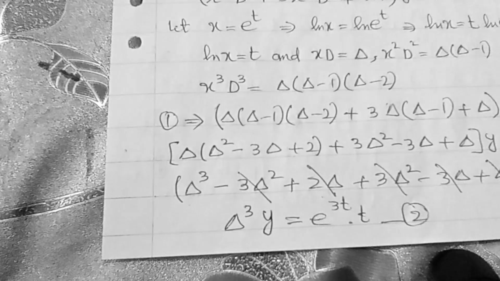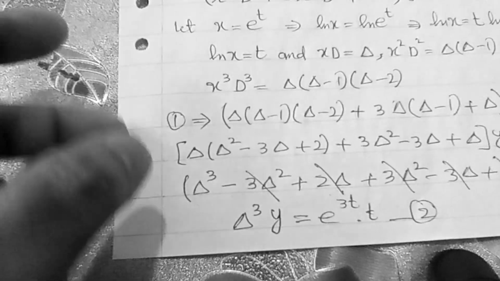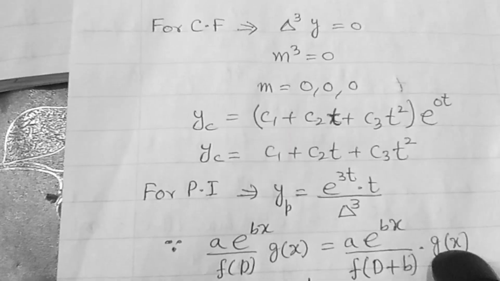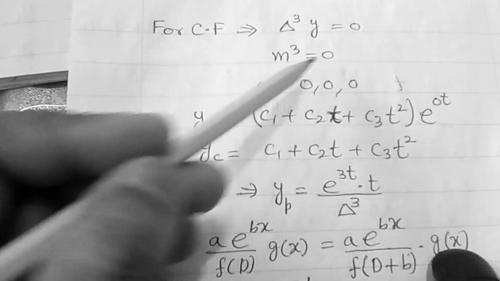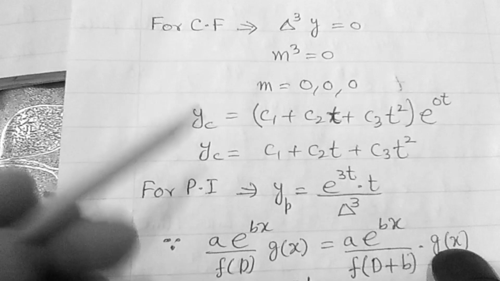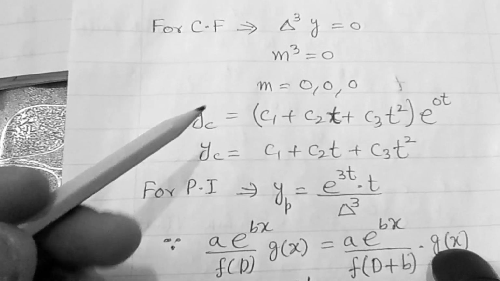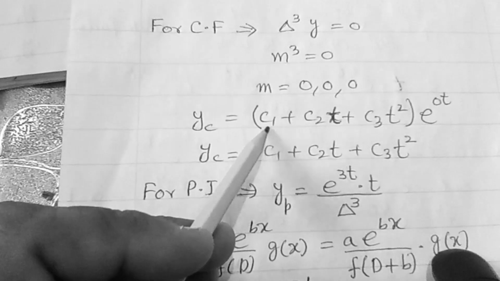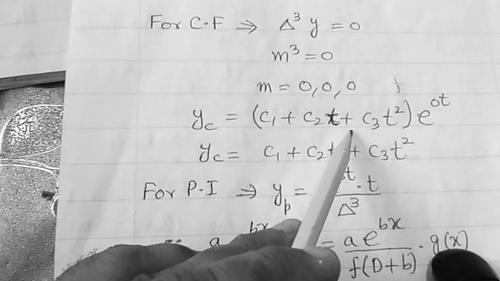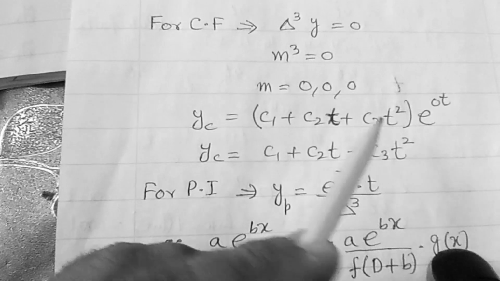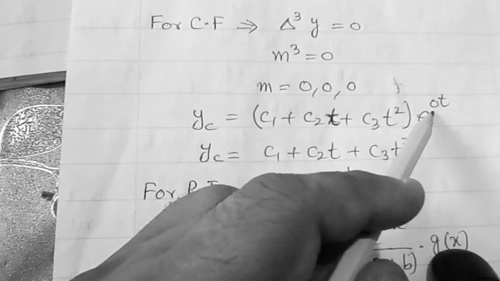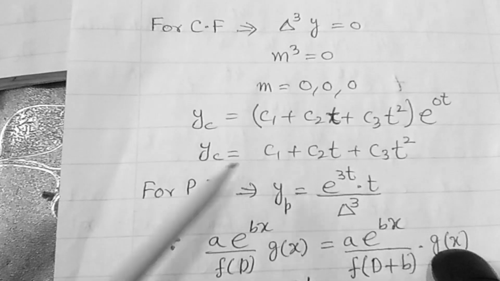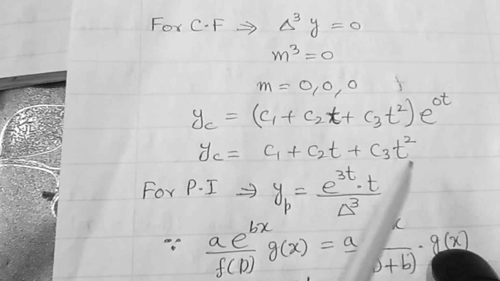Now what do we have to do further? First we will find the complementary function for the differential equation, and you know that the complementary function can be obtained from the homogeneous part. We can write the auxiliary equation, that is m cubed is equal to 0. All three roots are 0. So the complementary function can be written as y is equal to c1 plus c2 t plus c3 t squared, times e raised to the power at, and a is 0. So the yc becomes c1 plus c2 t plus c3 t squared.